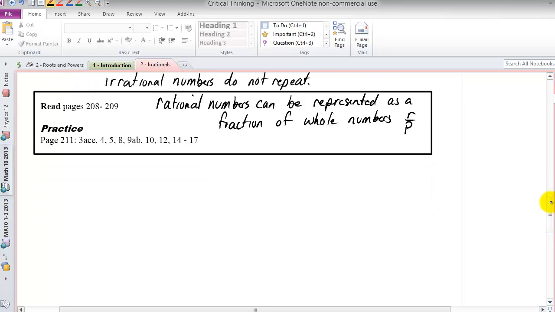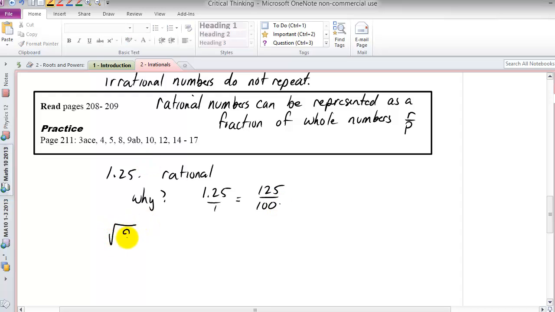Just to give a couple of really quick examples, 1.25, say, is rational. Why? Well, we can say that 1.25 over 1 is equal to 125 over 100. So there, we've just represented 1.25 as a fraction of whole numbers.